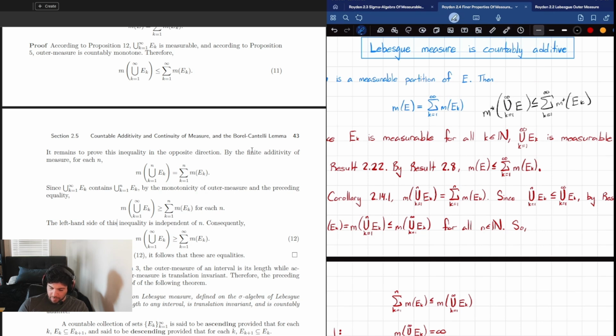This is true no matter what. Even if E is not measurable, this is always true. But because the union of E is measurable, we proved that in the previous theorem. That makes this M star become just M because we're working with measurable sets. And so we get this inequality.